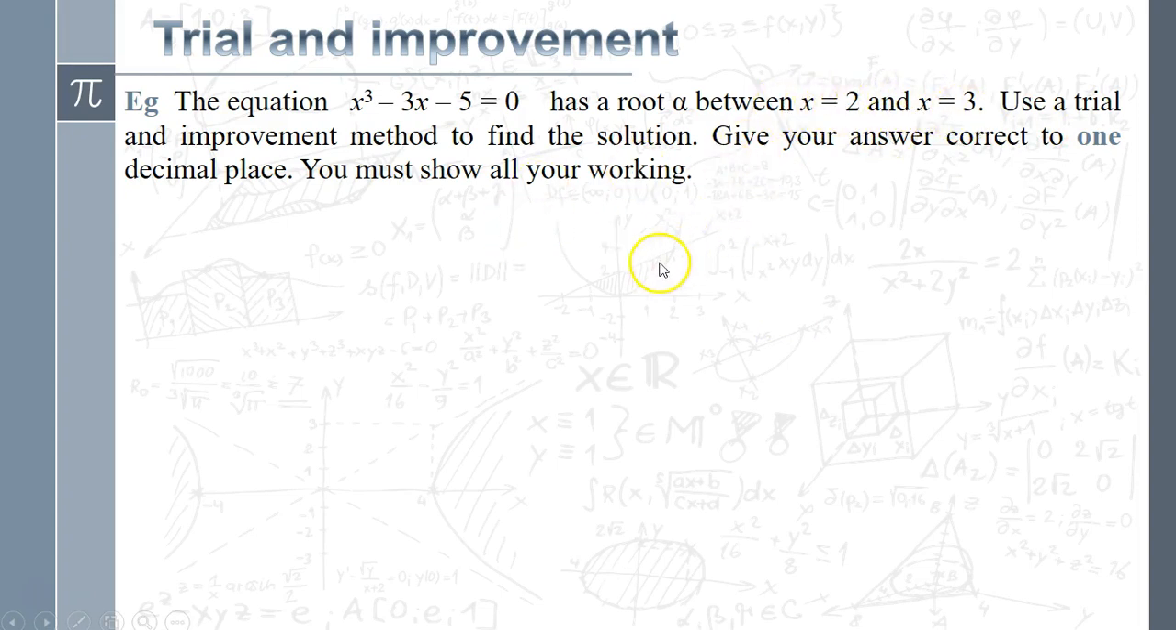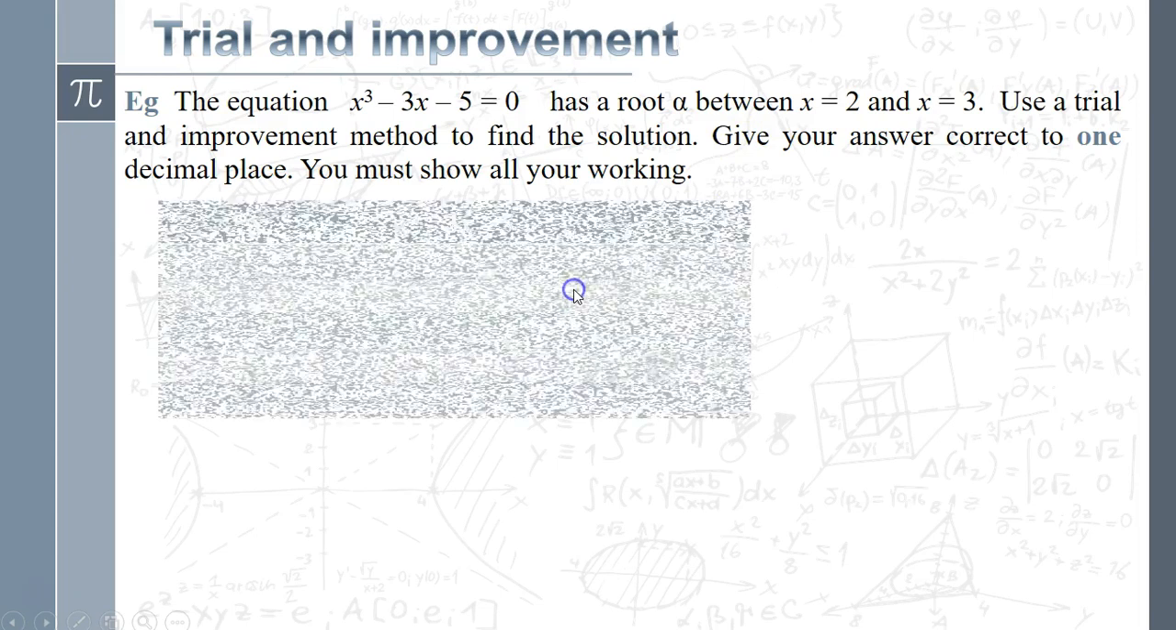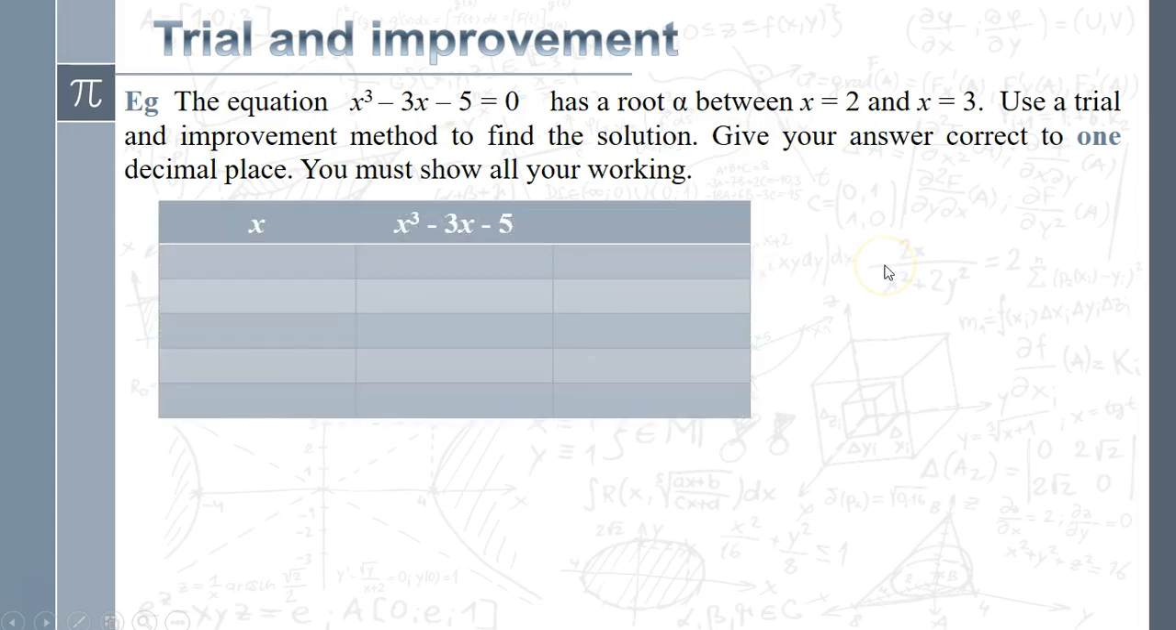It says here, give your answer correct to one decimal place. It was always one decimal place, so you still have to draw a table. Now, what I'm going to do quickly is extend that. We'll do it to one decimal place to begin with, but then we'll have a think about what we need to do to find a root to a much higher degree of accuracy, if we had to find it to 5 decimal places. But for now, we'll go for one decimal place.